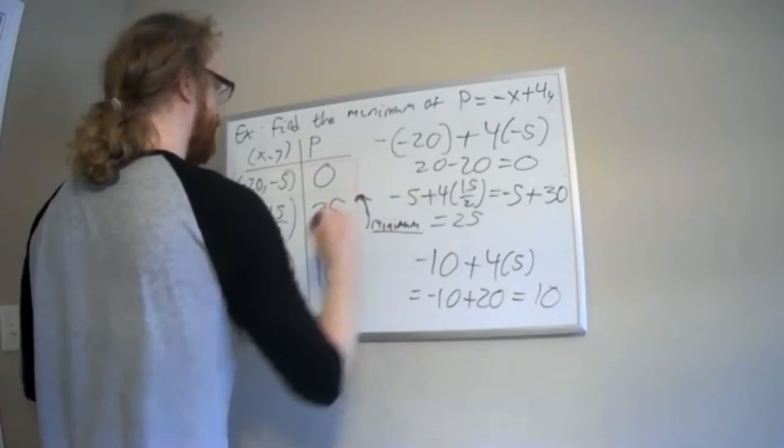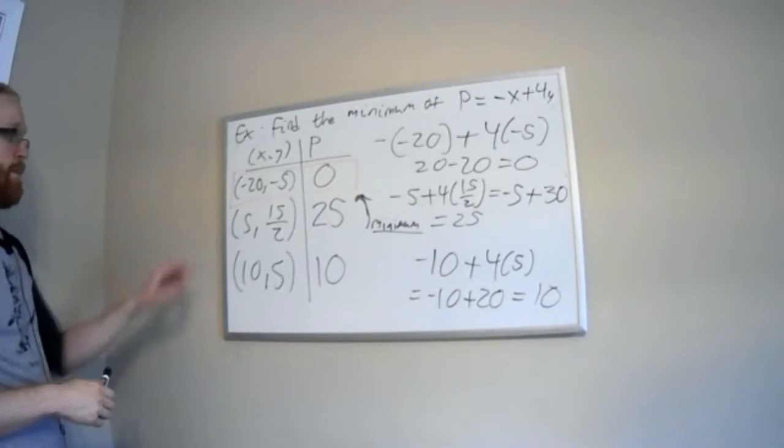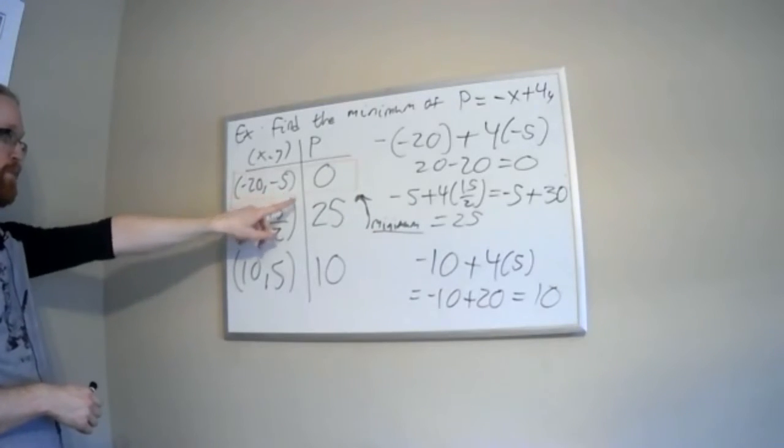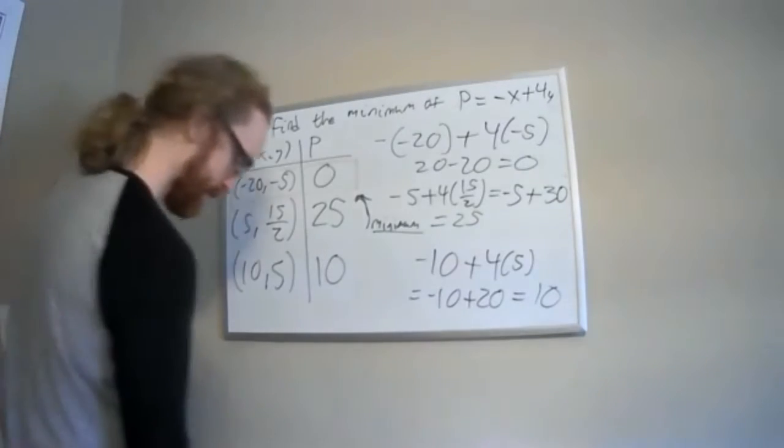That's an arrow. So 0 is the minimum. So the minimum happens at negative 20, negative 5, and the minimum value is 0. Okay. And so we're done.